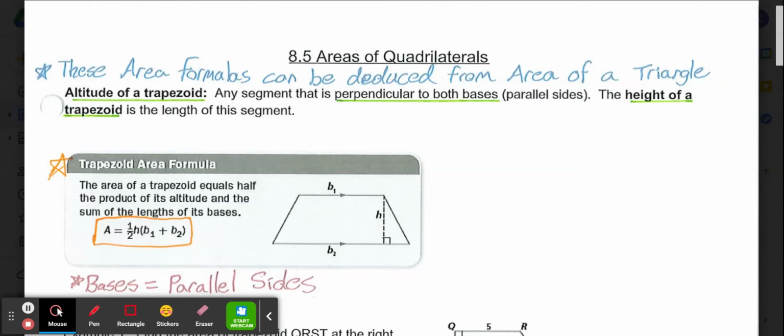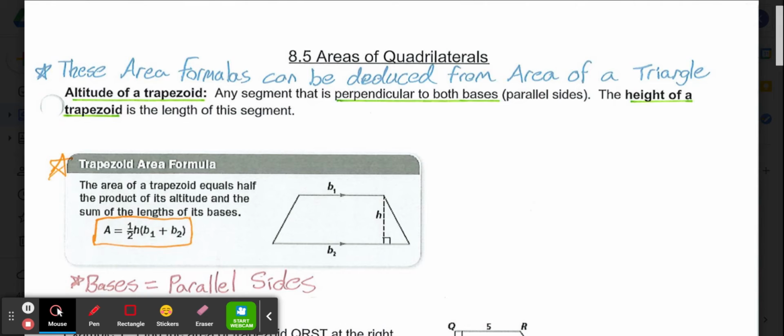Welcome to lesson 8.5, Areas of Quadrilaterals. Just like how we looked at the area of triangles being deduced from the idea that the area of a rectangle is length times width, you'll see that the quadrilaterals we're looking at today, which are not rectangles, have area formulas that come from the area of a triangle formula being 1/2 of base times height.